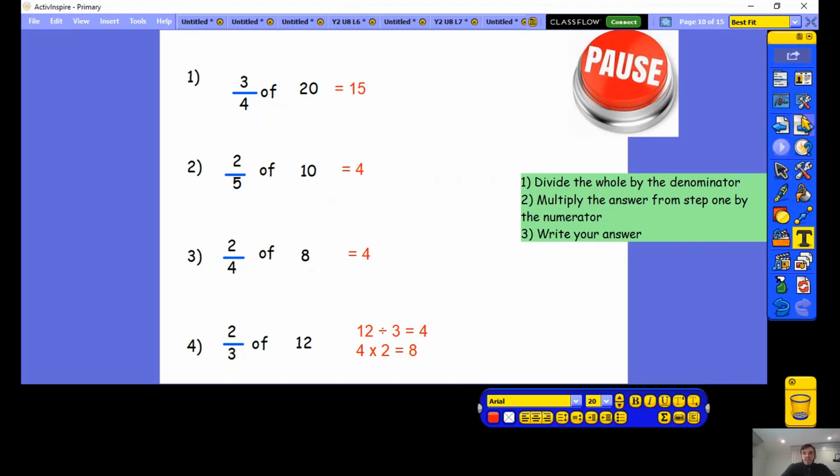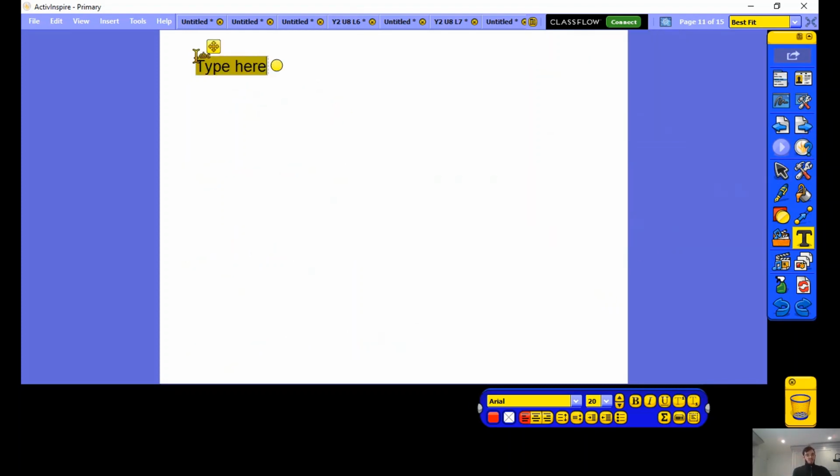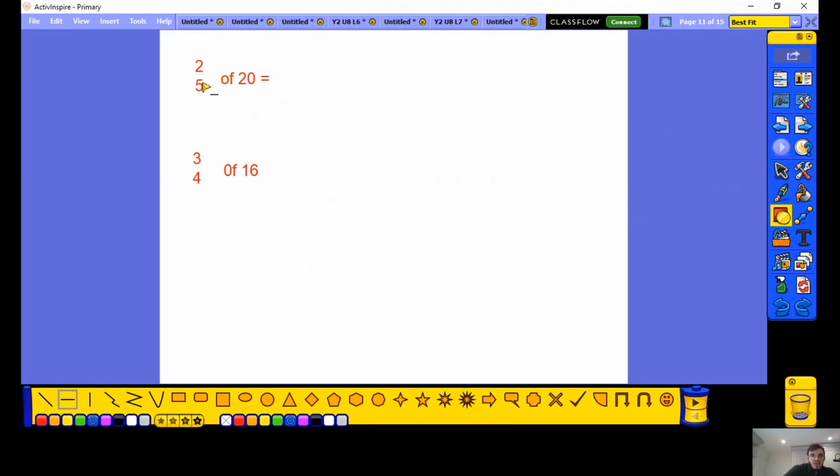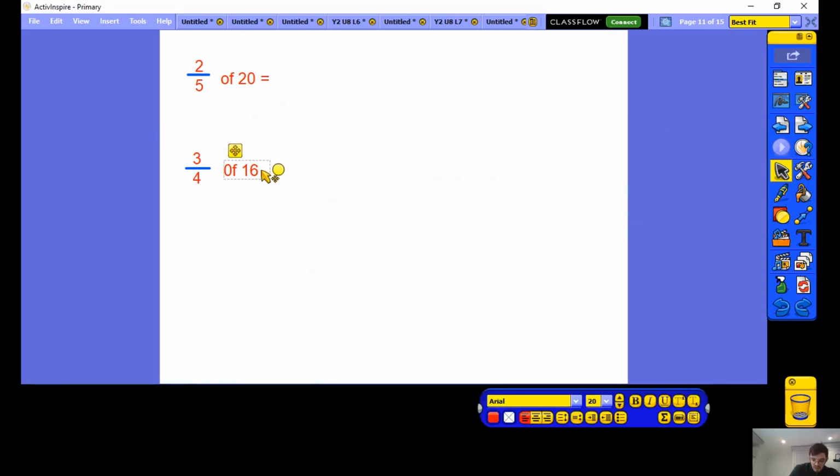Your challenge question, if you would like to do this now, will be this. What is greater? 2/5 of 20, or 3/4 of 16. Which is greater? Feel free to have a go at this little challenge question.